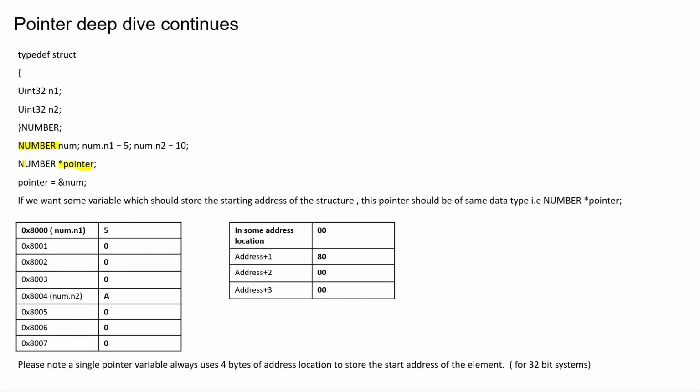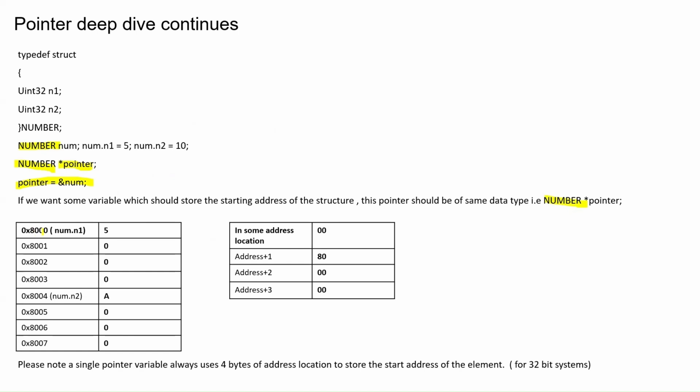Normally when you write the data type and then a space and pointer, this is also the same. The number is the data type. So now the pointer should have the same data type. Num as well as the pointer has the data type called number. Then basically it can store the address, right? So if you want a variable which should store the starting address of the structure, this pointer should be of the same data type, that is nothing but number, right?